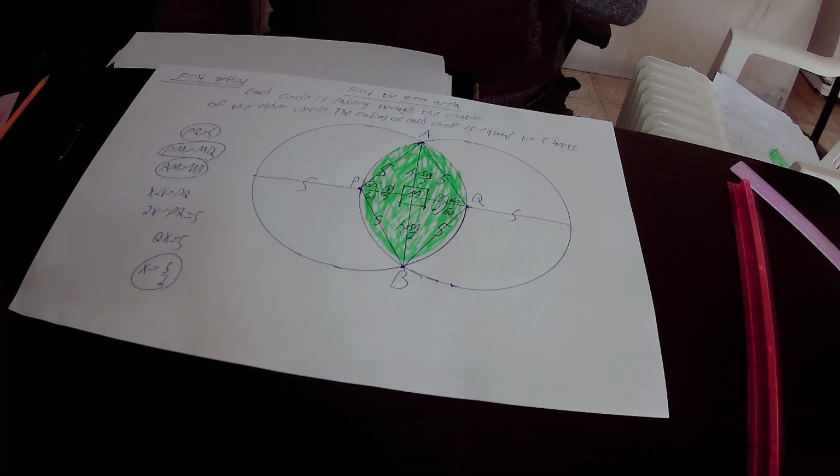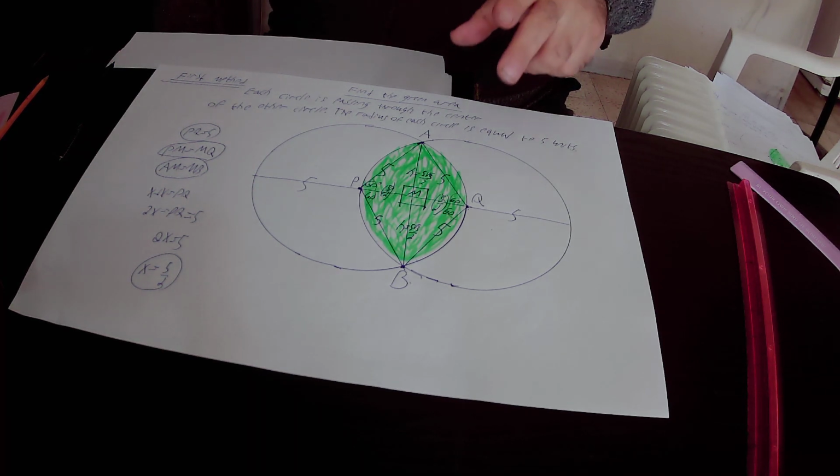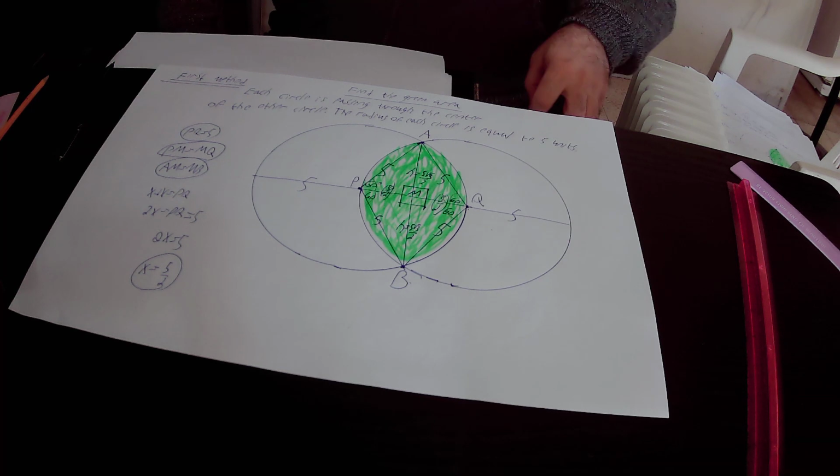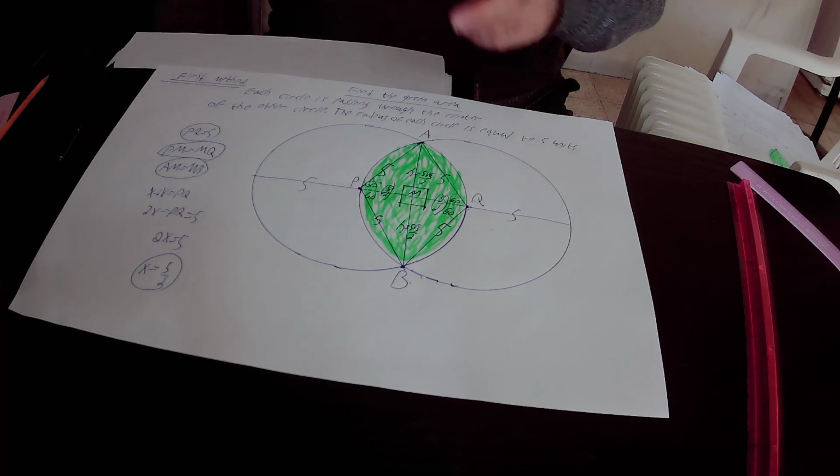And by drawing those 4 line segments, we created a rhombus. A rhombus is a quadrilateral in which all of its 4 sides are equal to each other.